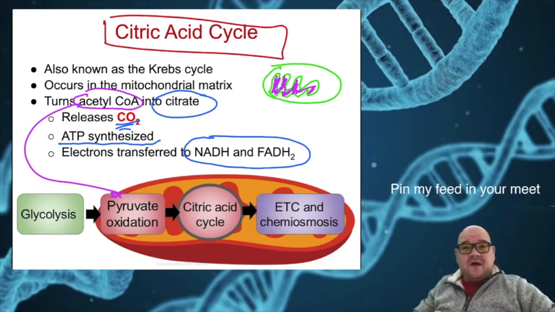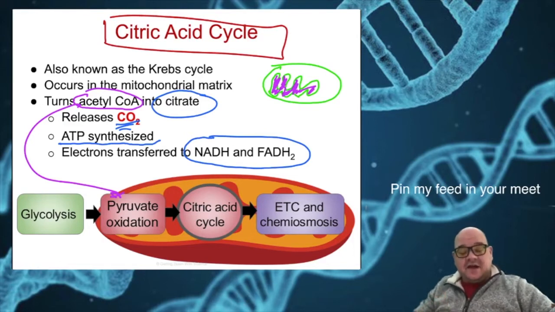So again, citric acid cycle, Krebs cycle. We talked about where it happened up here in the matrix, which is purple. The input, acetyl-CoA, which came from pyruvate, or pyruvate oxidation, is turned into citrate. We have CO2 waste. We get some ATP, and we also get out NADH and FADH.